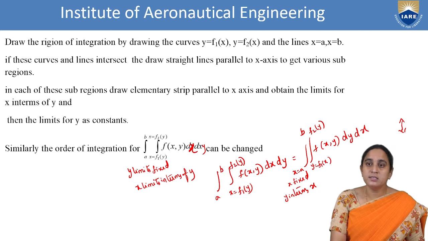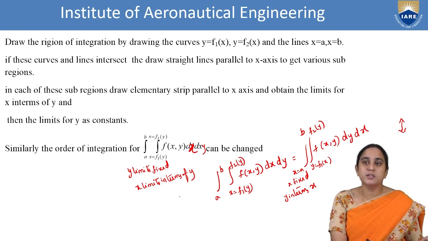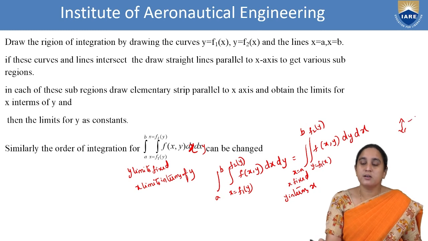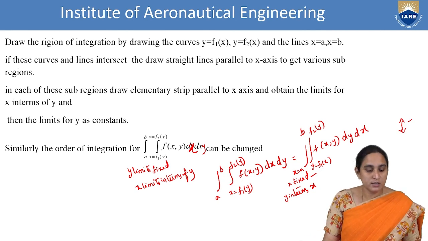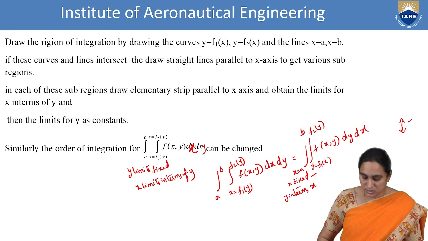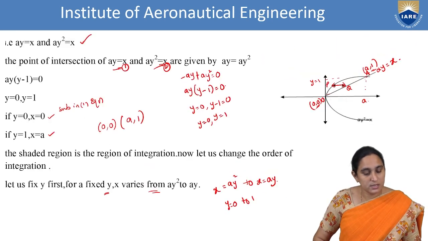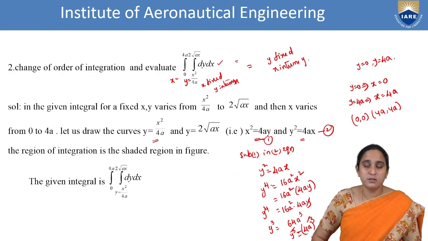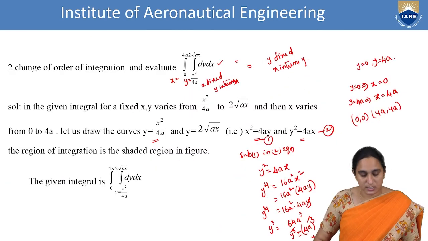For the second case, where the y limit is fixed and x is in terms of y, use the vertical step. In that case, we can take x as fixed and y in terms of x. These are the two cases for using change the order of integration. These are the related questions of change the order of integration.